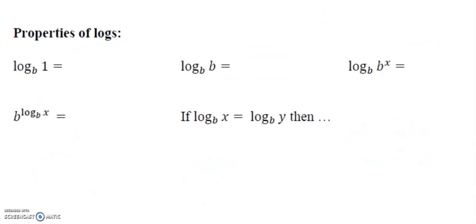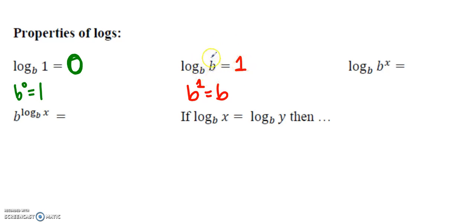All right, so some properties of logs that we want to make sure we are aware of. First of all, log base b of 1 is always going to be equal to 0. And the reason for that is because b to the 0 equals 1. Here, log base b of b is going to be equal to 1, and that's because b to the 1st power equals b.